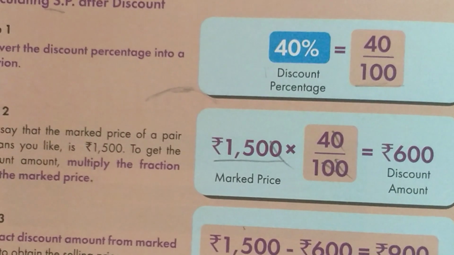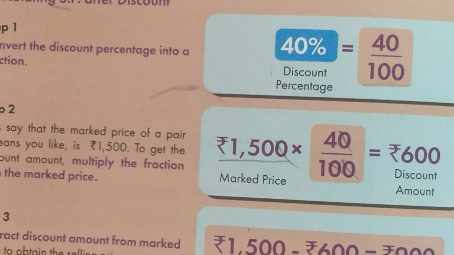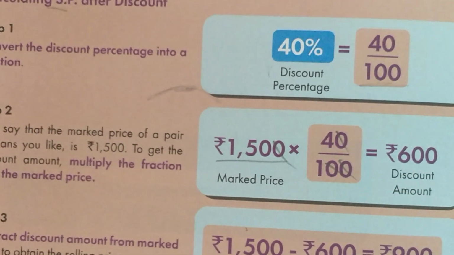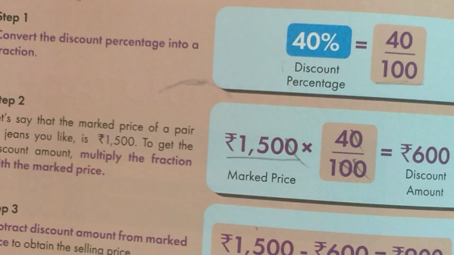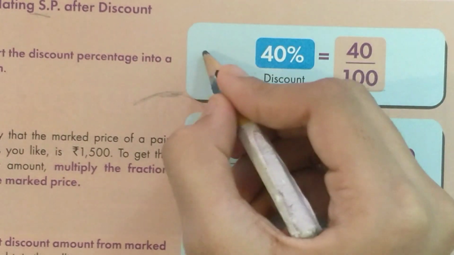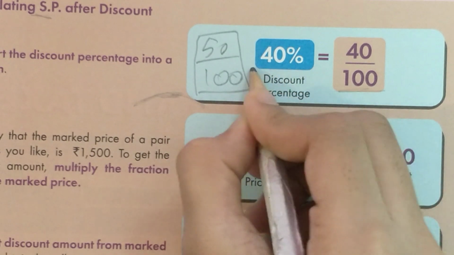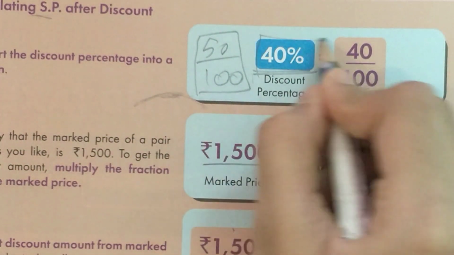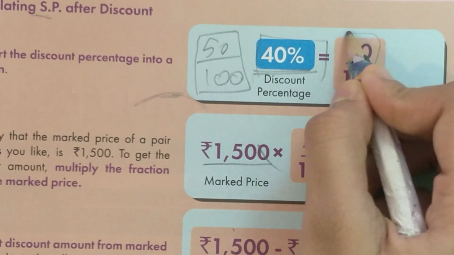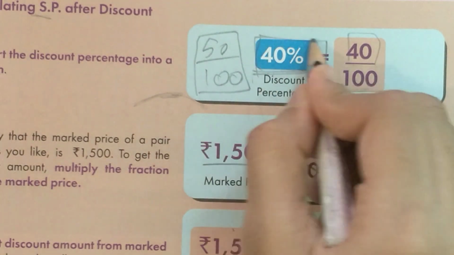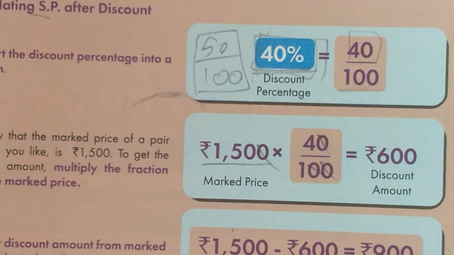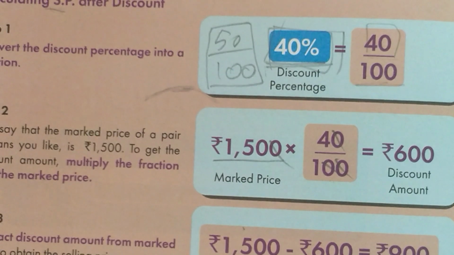Now let's move on. If there is a discount of 40%, you have to convert the discount percentage to a fraction. If it's a 50% discount, it's 50 out of 100. Or if there is 40% out of 100, you convert it into a fraction, and that gives the discount price. Alrighty, let's move on to the next step.